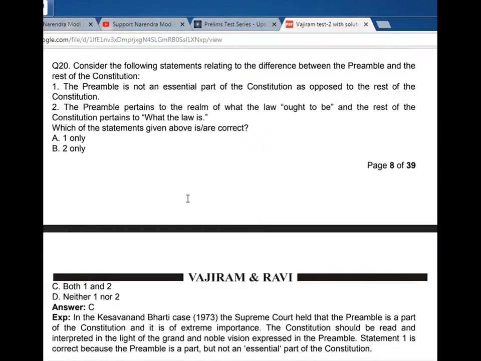Next, consider the following statements regarding the difference between the preamble and the rest of the constitution. So both are correct. The preamble is not an essential part of the constitution as opposed to the rest of the constitution. The preamble pertains to the realm of what the law ought to be, and the rest of the constitution pertains to what the law is. So both are correct.